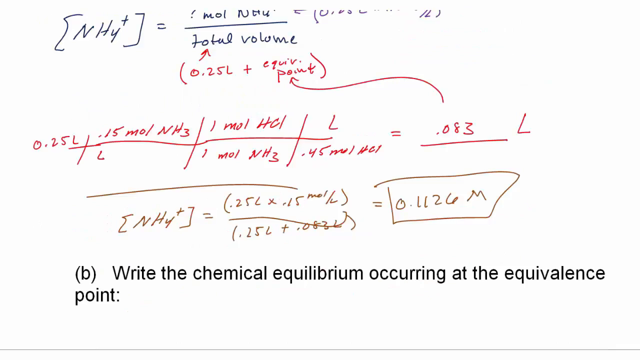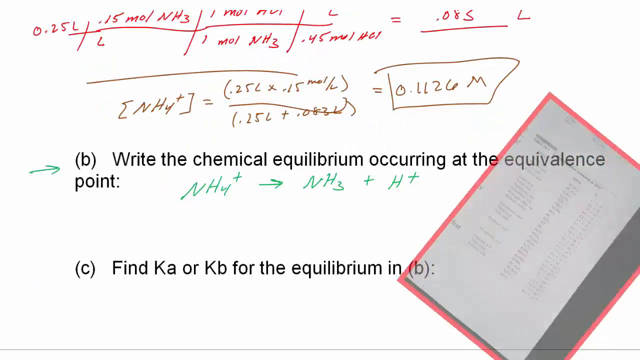Write the chemical equilibrium occurring at the equivalence point. So at the equivalence point, all we have present is ammonium. Okay, conjugate acid or conjugate base? It is a conjugate acid. So you have to write a Ka reaction. So that's always a conjugate acid goes to the conjugate base plus hydrogen ion, right? Ka reaction.